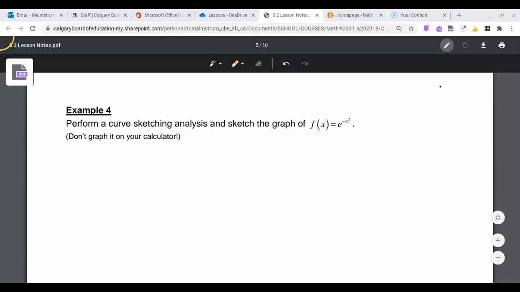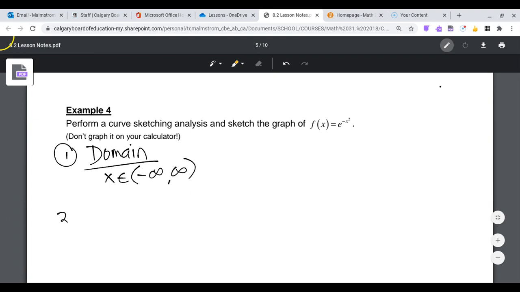Okay, a full curve sketch. So number one, domain. So we're looking at an e function, so I have a domain of all real numbers. Number two, let's look at the intercepts.